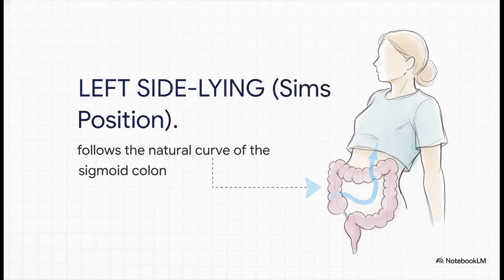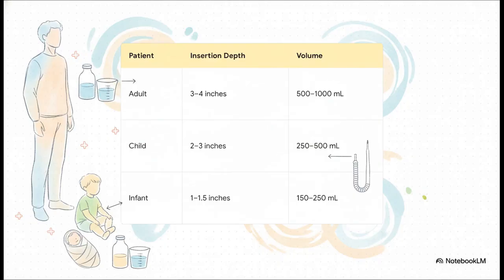By positioning the patient on their left side, you're using gravity to help the solution flow downward, following the natural curve of the sigmoid colon. It just makes the enema way more effective and a lot more comfortable. And here's another one of those crucial areas where the details really matter.